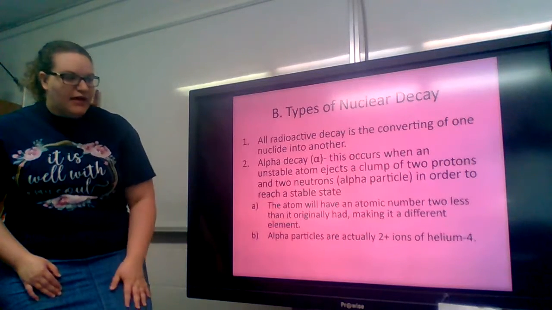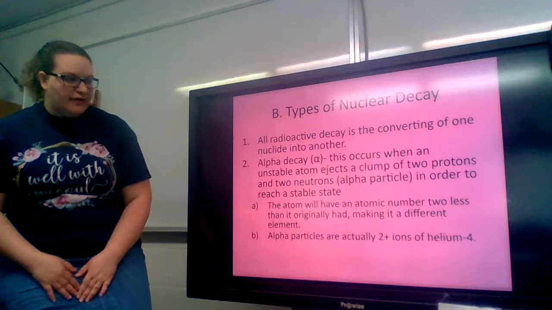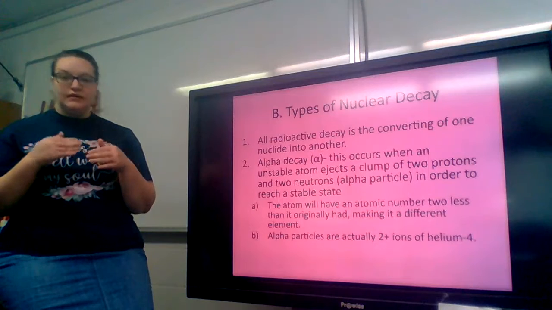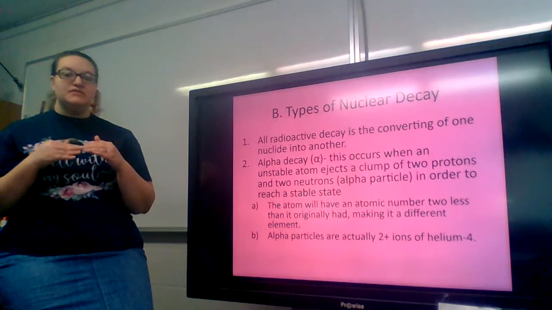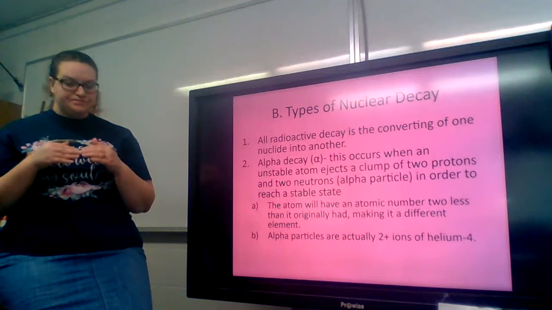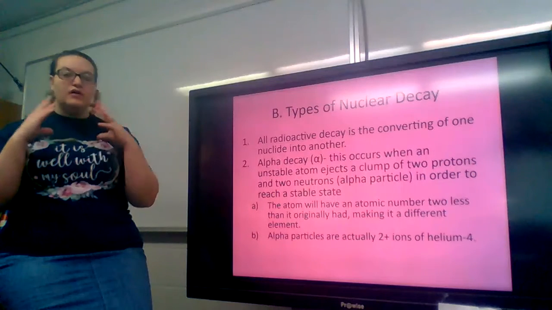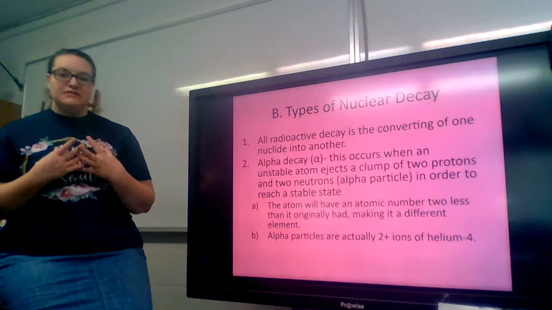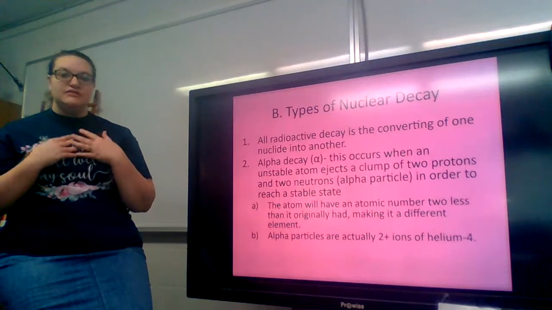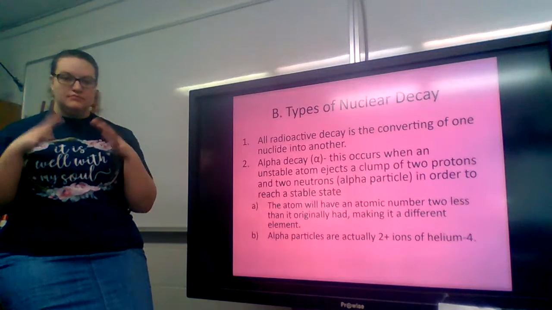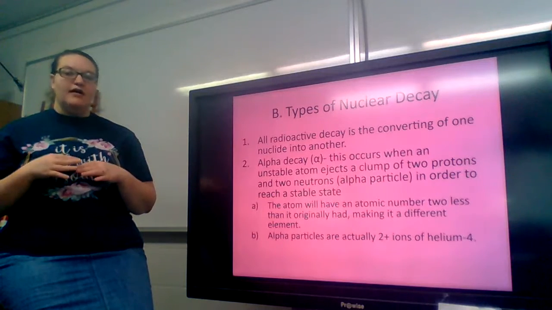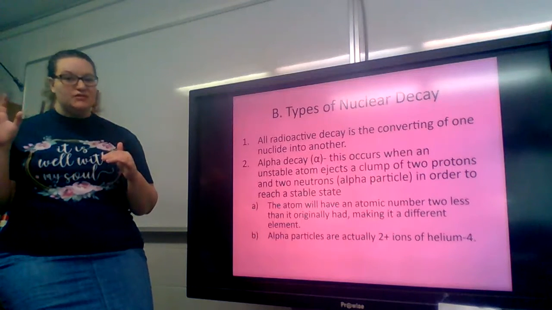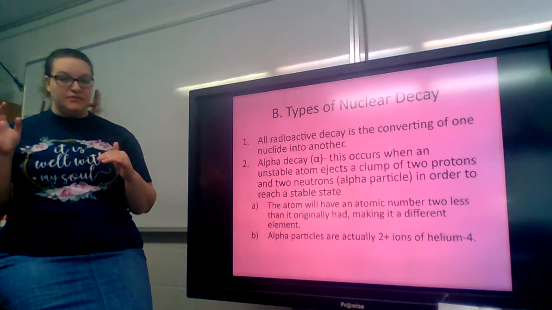The atom will have an atomic number 2 less than it originally had, making it a different element. Decay allows new elements to be created, but the overall mass, the overall amount of substance that you started with, does not just poof into thin air. Even if it goes down to another element, there are 2 protons and 2 neutrons, and they have to go somewhere.